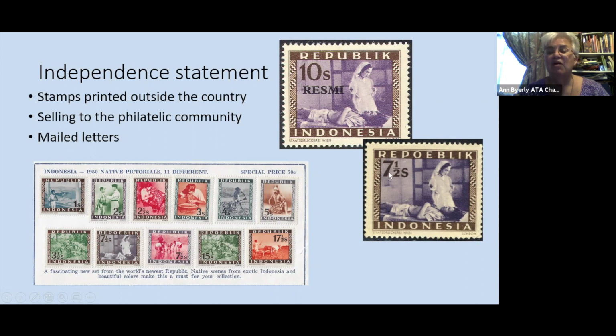Again, different overprints on them show the advancement of the battles to independence. Of course, for Indonesia, independence was difficult because Indonesia is a country of islands. So it's moving up the chain of islands to get their independence.